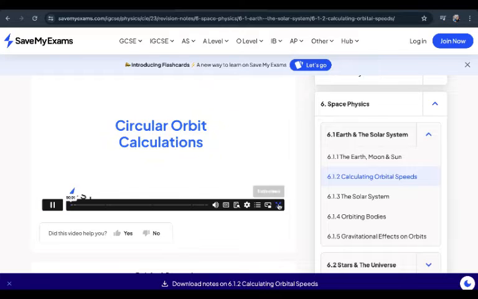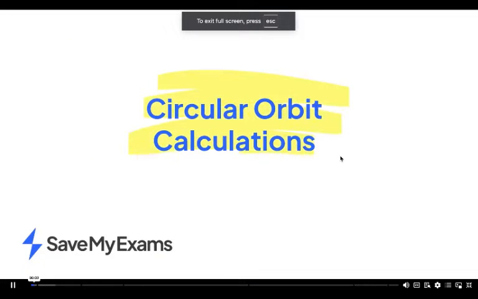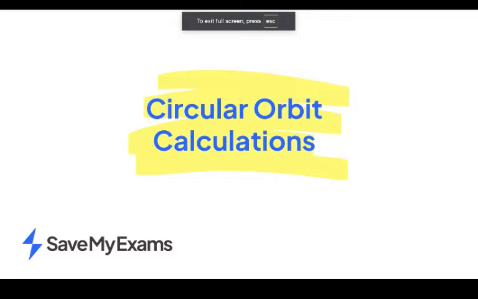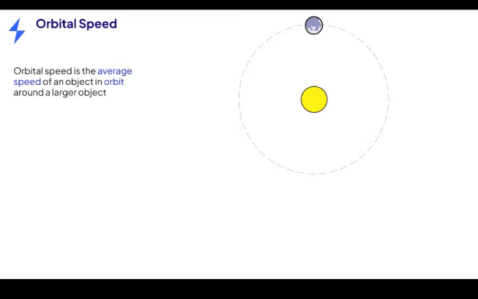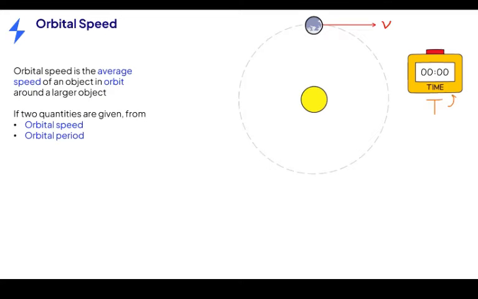In this video, we will look at calculations involving objects in circular orbit. Orbital speed is defined as the average speed of an object in orbit around a larger object. Calculations usually involve giving two quantities from orbital speed, orbital period, which is the time taken to complete one orbit, or the distance travelled in one orbit.